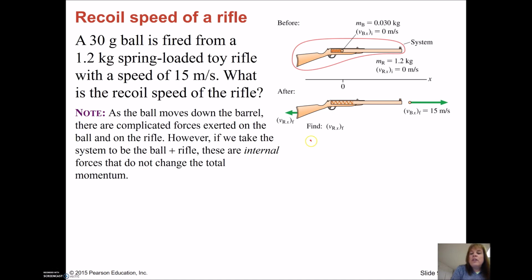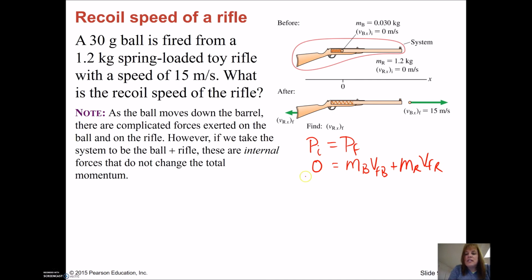Well, if we use our law of conservation of momentum, our initial momentum has to equal our final momentum. Now, the initial momentum is zero. The bullet and the rifle are at rest before you shoot it. You want it to be at rest, or you're going to miss your target. And that has to equal the final momentum, which is the mass of the bullet times the final velocity of the bullet plus the mass of the rifle times the final velocity of the rifle.